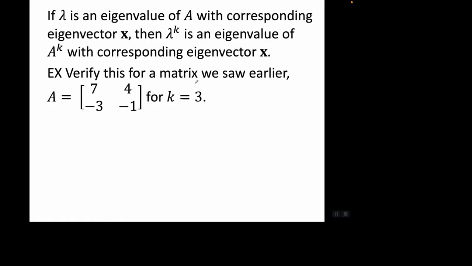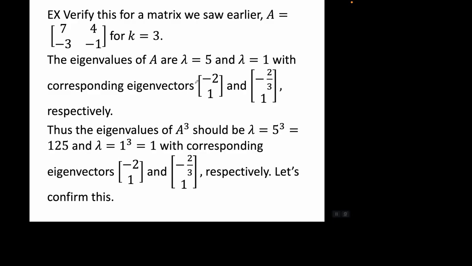If lambda is an eigenvalue of A with corresponding eigenvector x, then lambda to the k is an eigenvalue of A to the k with corresponding eigenvector x. Verify this for a matrix we saw earlier, A equals 7, 4, -3, -1, for k equals 3. The eigenvalues we know: lambda equals 5 and lambda equals 1 with those corresponding eigenvectors. Thus, the eigenvalues of A cubed, which we just picked randomly, should be lambda equals 5 cubed, in other words 125, and lambda equals 1 cubed equals 1, with corresponding eigenvectors (-2, 1) and (-2/3, 1), as we saw earlier.